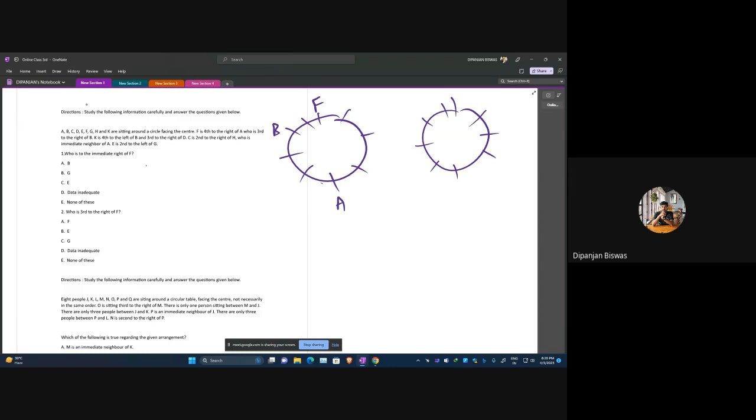K is fourth to the left of B. 1, 2, 3, 4. K is here. And K is third to the right of D. So D should be here.